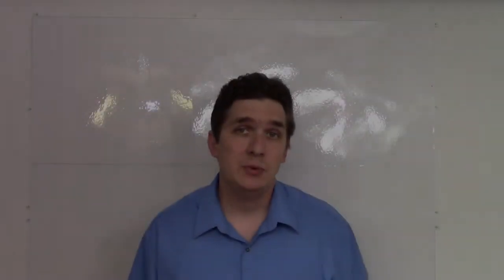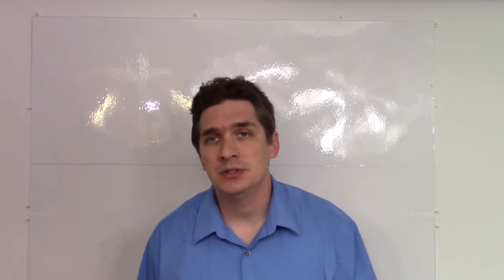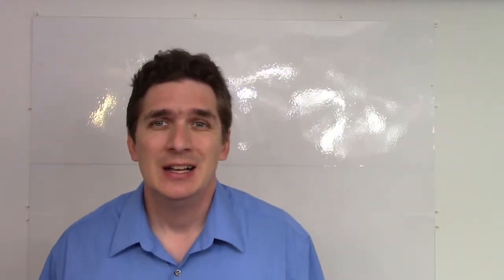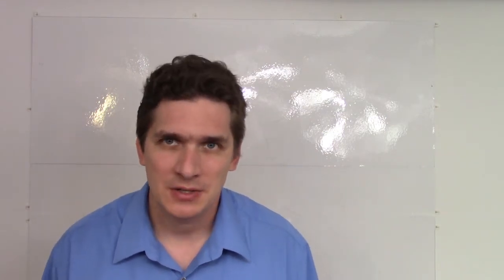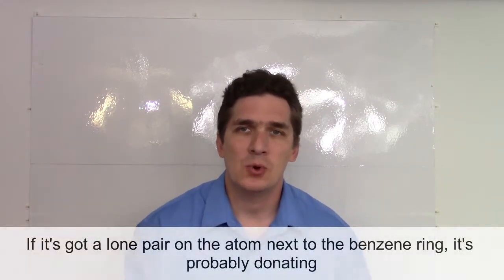So, how do we determine if a group bound to a benzene ring is electron donating or electron withdrawing? Well, actually, it's pretty straightforward, and you would think it would have something to do with the electronegativity. Not really. What it scales with more is the lone pairs.